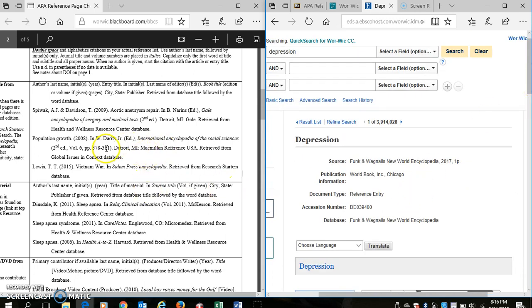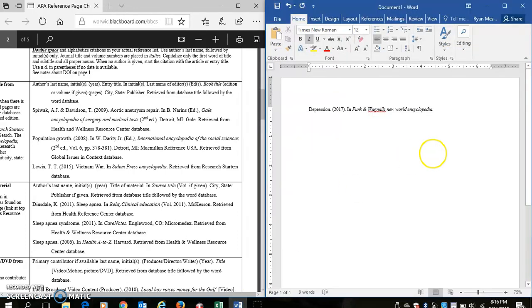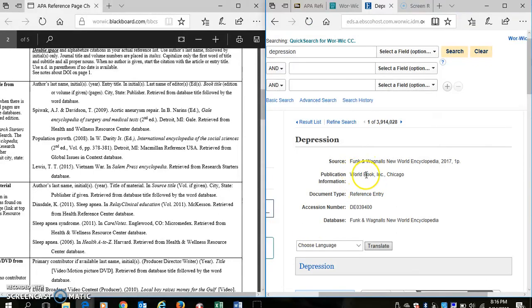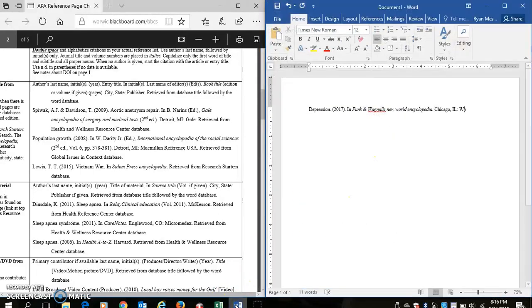So the next thing that we would do, because we don't have this information, is we would look here. So we have the city that it was published in and then the publishing company. So we've got the city, Chicago, and then we've got the company, World Book Inc. So what we're going to put here is, oops, we don't want that to be italicized. We put Chicago, Illinois, and then the name of the company, the publisher, World Book Inc. So we've got that information in place, right?